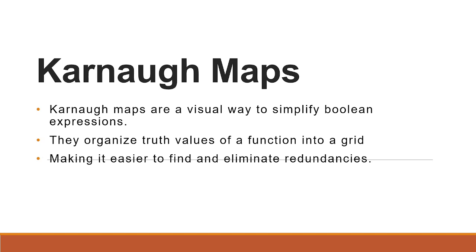Today we will discuss Karnaugh maps. Karnaugh maps are a visual way to simplify Boolean expressions. They organize truth values of a function into a grid, making it easier to find and eliminate redundancies. Now we will discuss different examples of these Karnaugh maps.